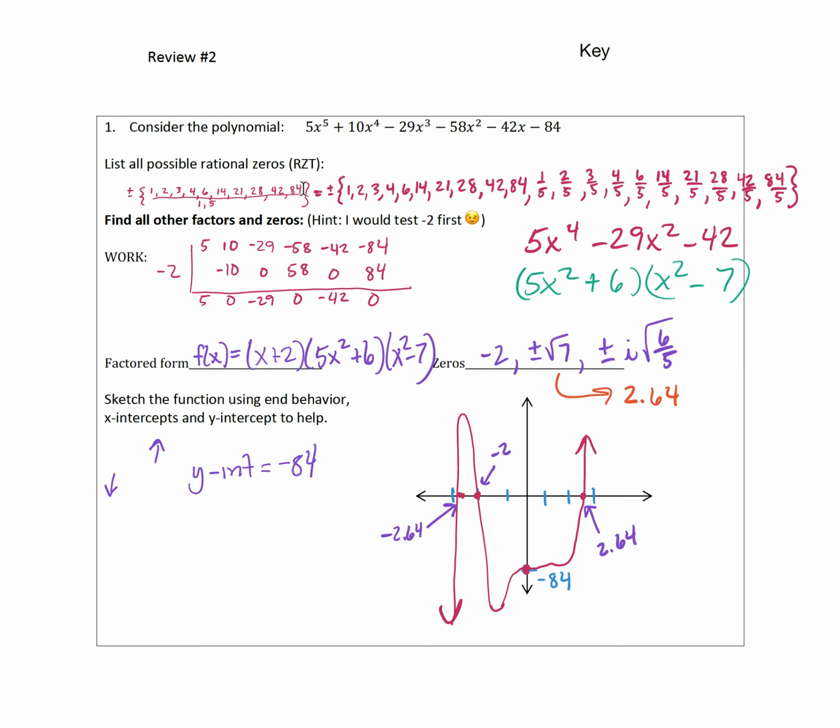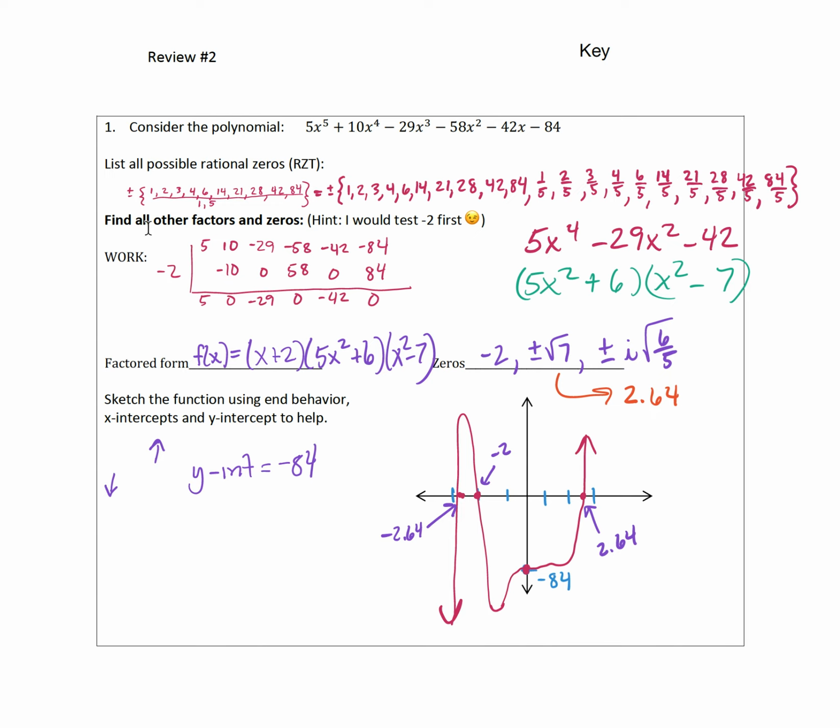So 84 is all of these: 84, 42, 28, 21, 14. It's all of those options divided by the factors of the lead coefficient, which is just 5. So it's just 5 times 1. All the p's over all the q's and the plus or minus version of all of those things. You can write it like this on the test, or you could write them all out if you wanted to.